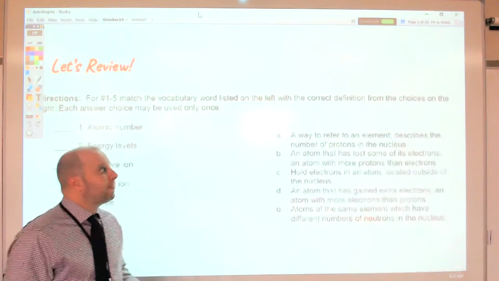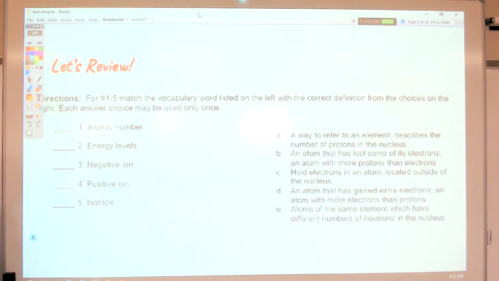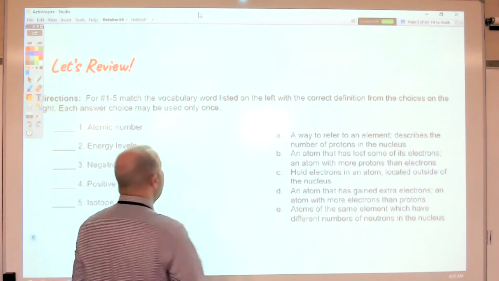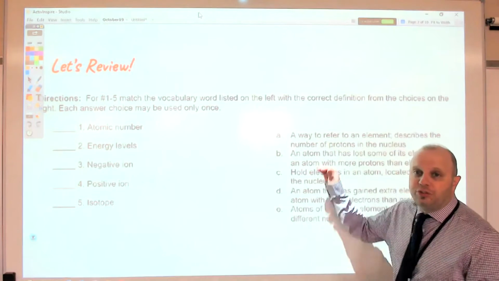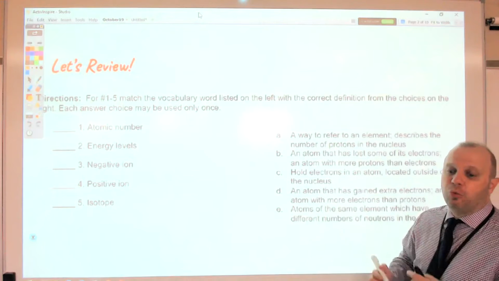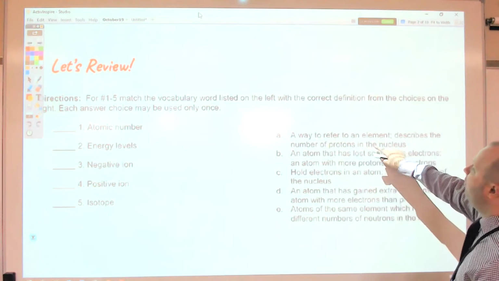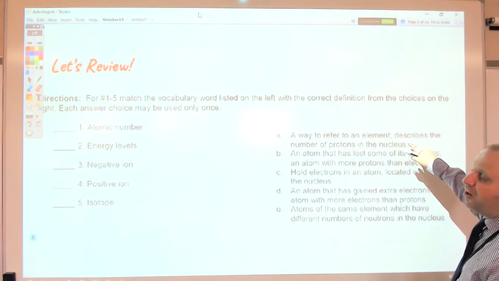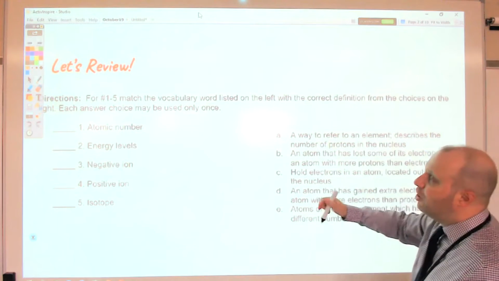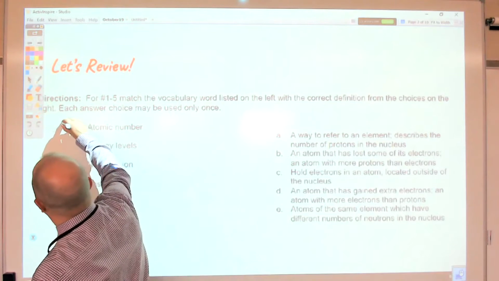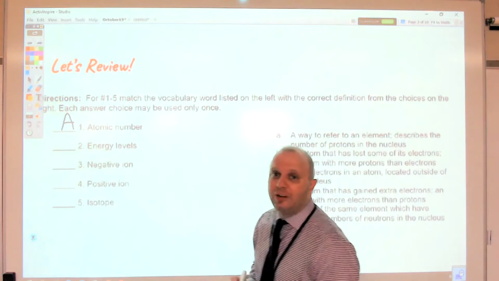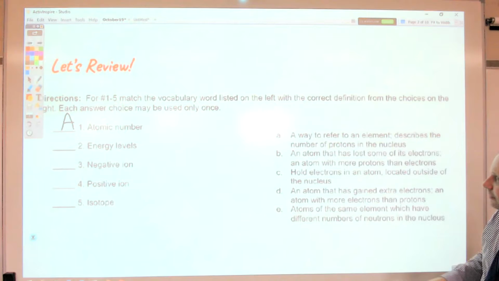Let's get started. If we take a look at our first 5 questions here, we're trying to match the vocabulary word listed over here with the correct definition from the choices on the right. So I actually think it's easier if we start with the answer choices on the right and kind of work backwards. So a way to refer to an element describes the number of protons in the nucleus. If we're talking about the number of protons in the nucleus, we're actually looking at atomic number. So we can put a letter A with atomic number.